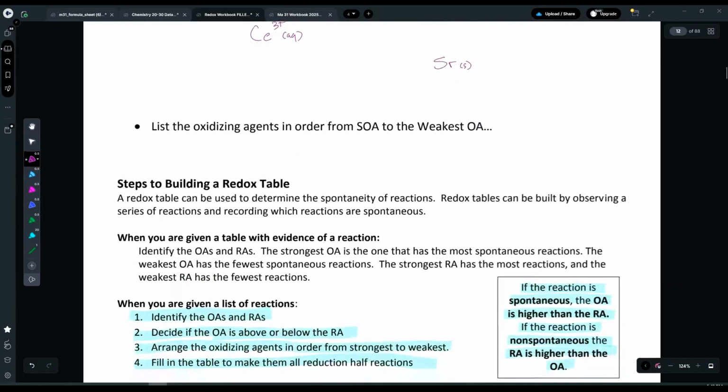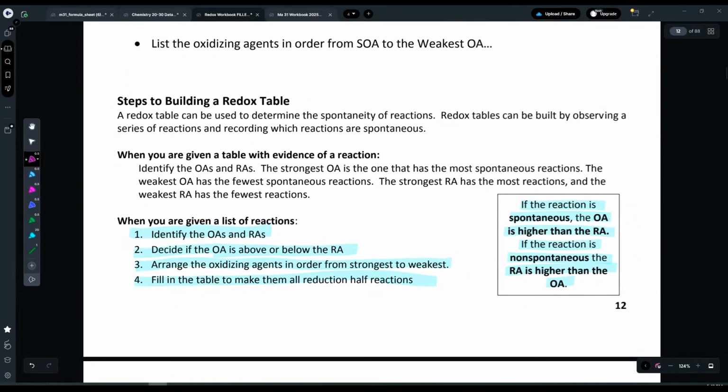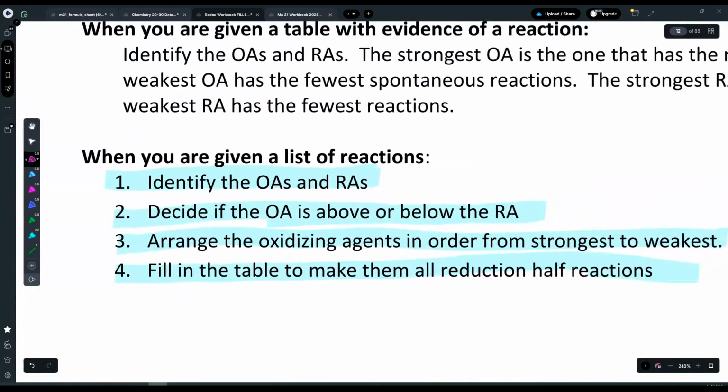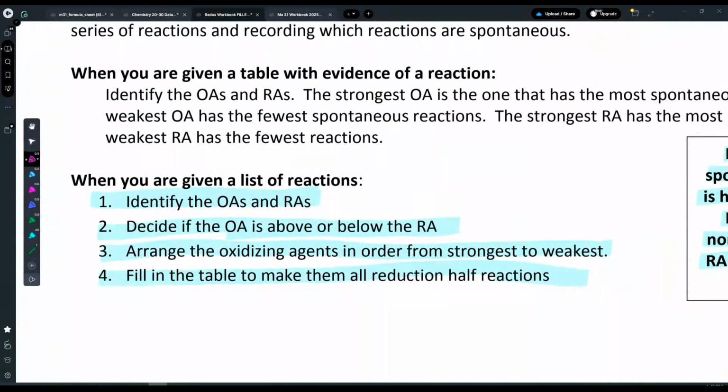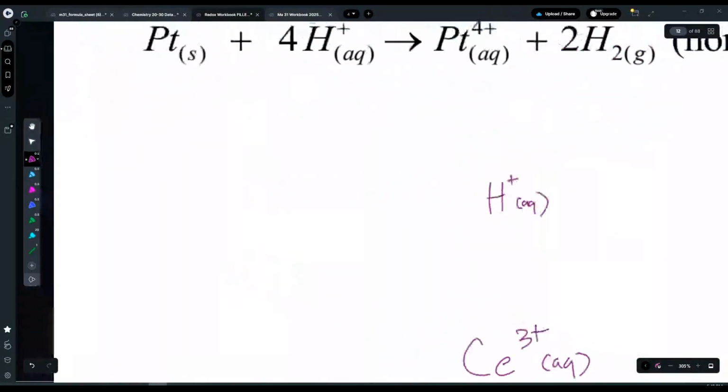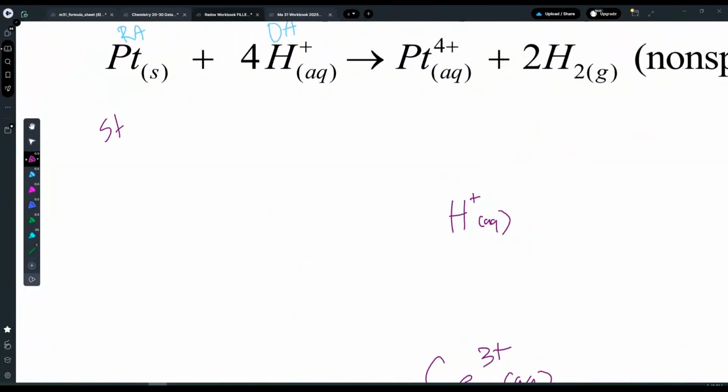Now what we need to do, okay, so what we just did was step 3, arranging the oxidizing agents in order from strongest to weakest. It should say arranging the oxidizing agents and reducing agents. And then now what we're going to do is step 4, where we're going to fill out the table to make it all reduction half reactions. So down here is step 3 and step 4.